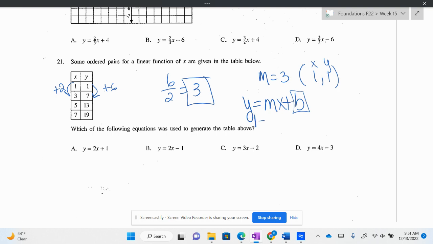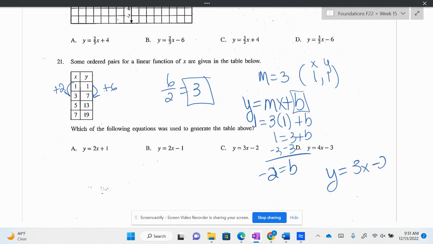So y is 1. 1 equals my slope times the x-coordinate, which is also 1, plus b. Well, 1 equals 3 plus b, subtract 3. So that means that negative 2 equals b. So I'm looking for the equation y equals a slope of 3x minus 2.